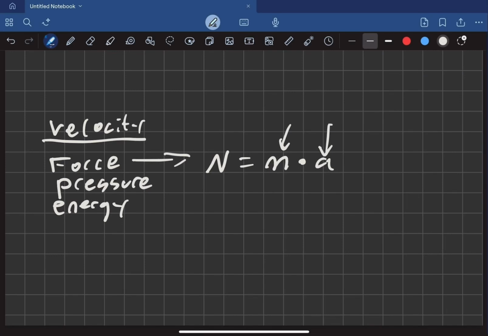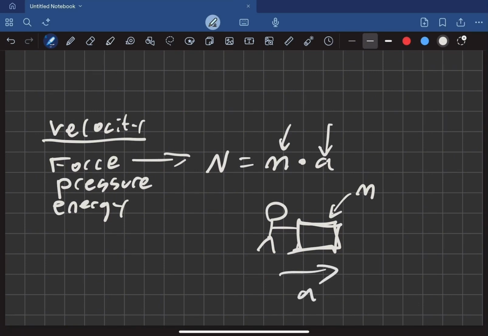Another way to think about it is if you apply a force to, let's say, a box here, and the box has some mass, the acceleration experienced by that box should be equal to the force that you push on it with, divided by however heavy that box is. So that's another way you can think about force. It's a force over some mass is going to be equal to acceleration.